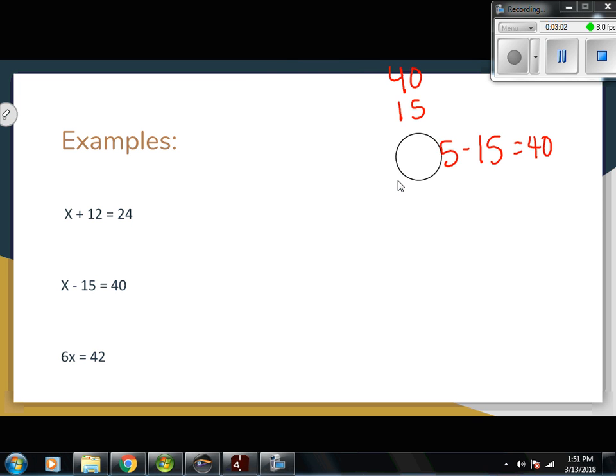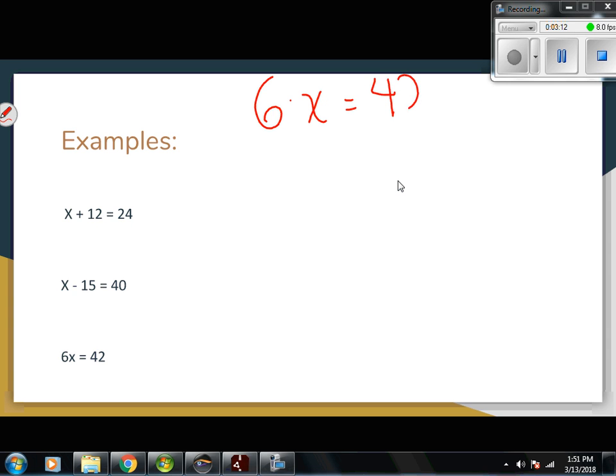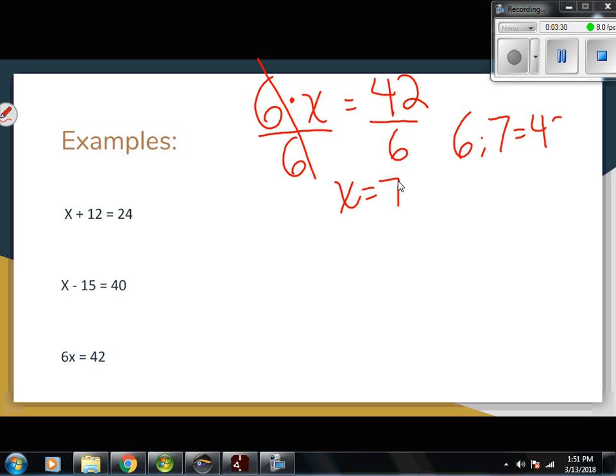Okay, let's look at the next one. We have 6 times x equals 42. I know this is multiplication because if I have a number and a letter up against each other, it means multiplication. Okay, so this is asking me to multiply. The inverse operation of multiplication is division. I'm going to divide both sides by 6. That cancels out, so I'm left with x is equal to 7. If I go back in and substitute 7 for x, 6 times 7 does equal 42.